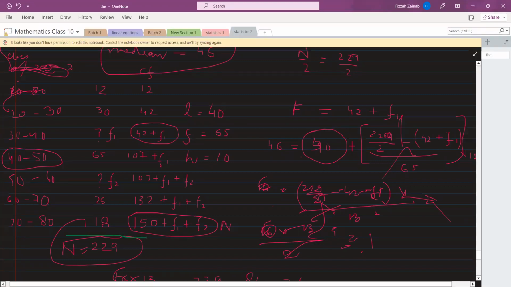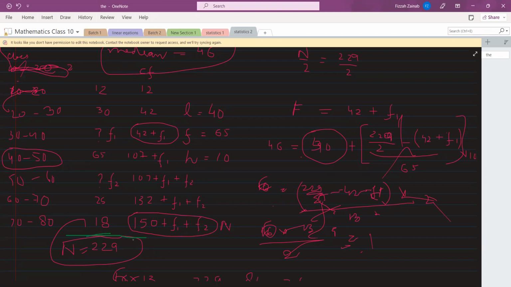See, you can also do one more thing here, because the total of frequency is given to you, which is 229, right? So if you don't want to find cumulative frequency, you can just add all the frequency. So if you sum all the frequency, 12 plus, then next 30. So what's the final answer? 116, right? F2 is 45, Martin.